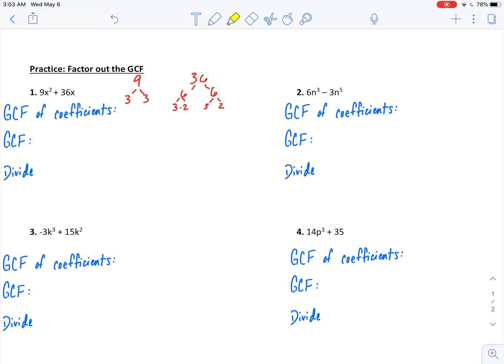And I'm going to see what they have in common. Well, I've got a pair of 3's here and a pair of 3's here. So my GCF is going to be 3 times 3. I had a pair of 3's, so the GCF is 9.